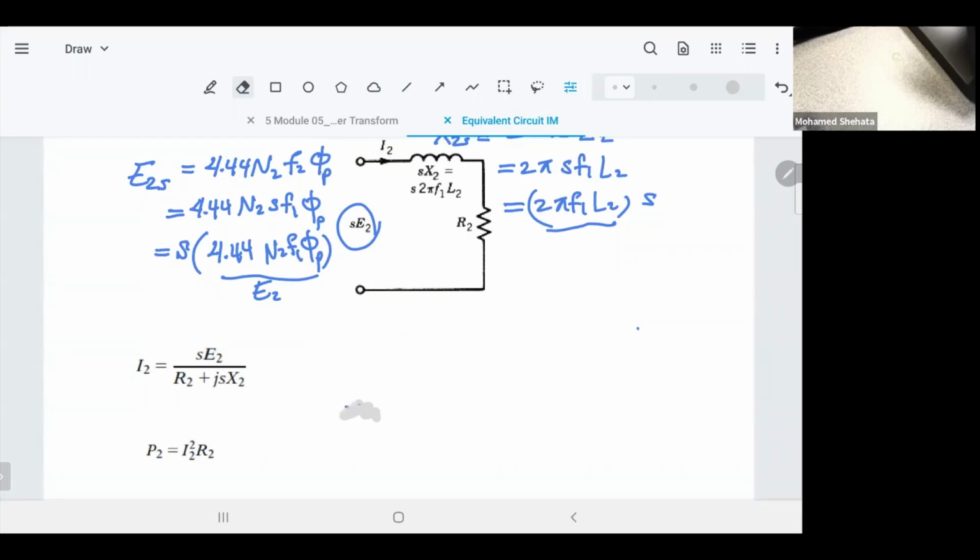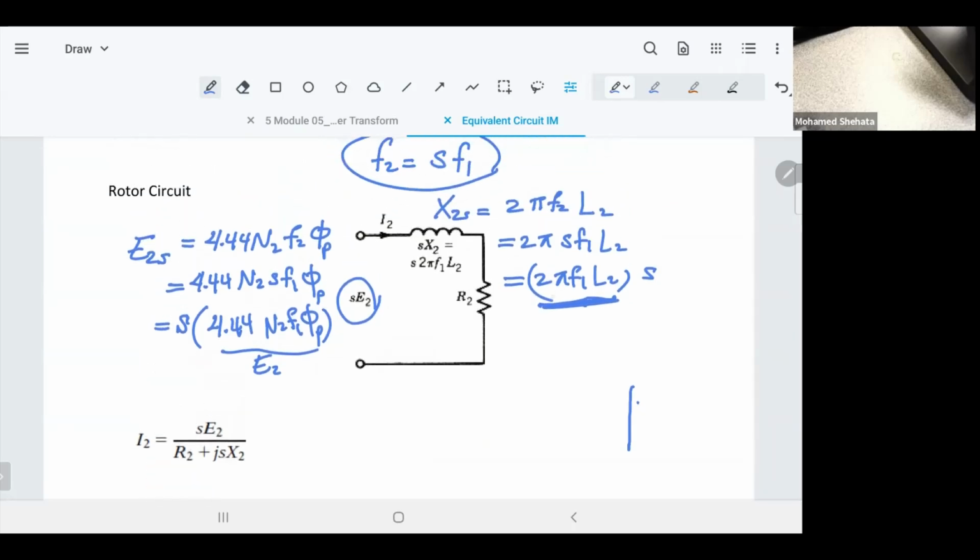So now let's go back to the machine. The inductance at operating point will be, if you take F2 equal S F1, you take S outside, so you have 2π F1 L2. This you can call X2 only. It means the reactance of the rotor winding at standstill. So S X2 will be the reactance of the rotor winding when it's operating. So that's the circuit. Remember, in this equivalent circuit, I2, the frequency is equal to F2. Now that's SE2, you can call it E2S, it's equal to S E2, and the reactance is S X2, and R2 is not affected.